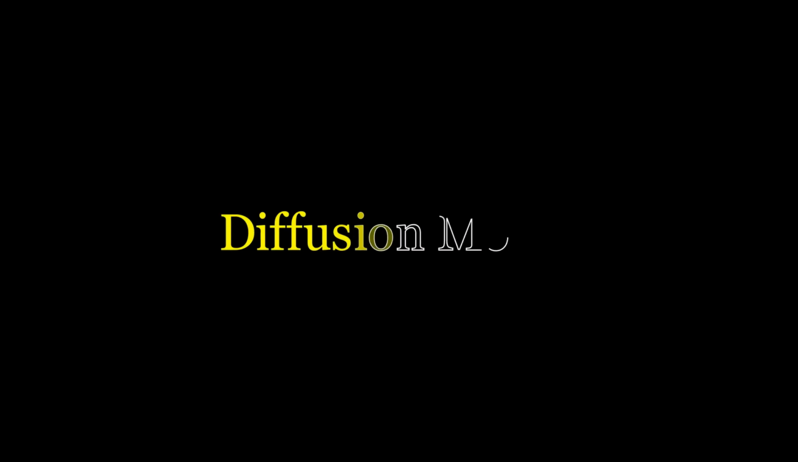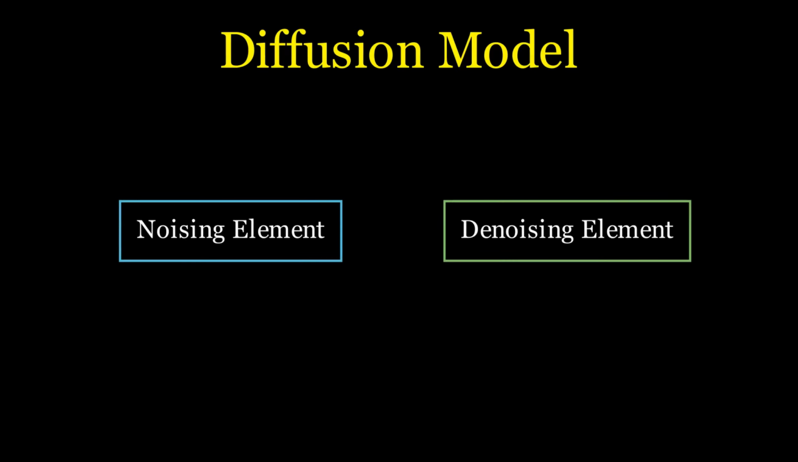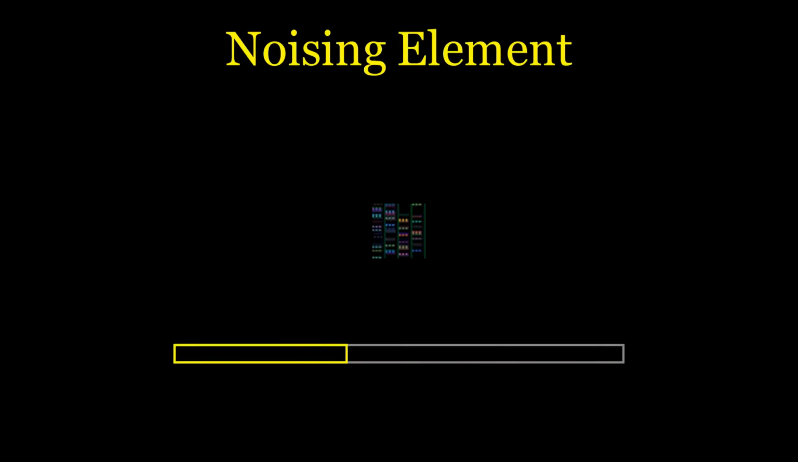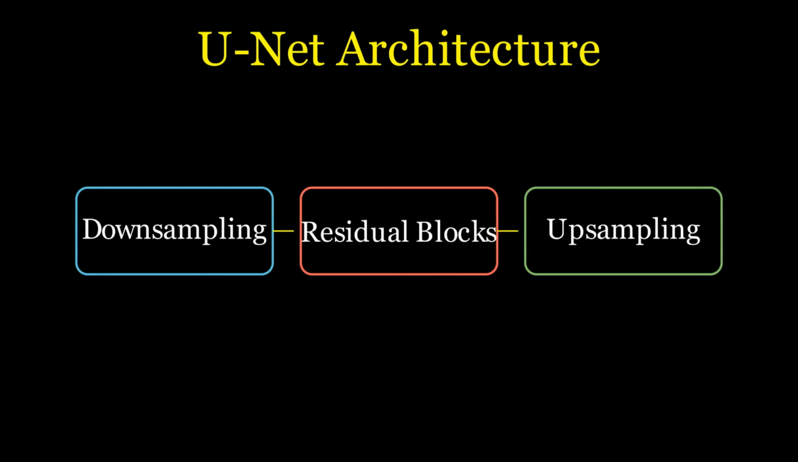So for the fifth algorithm, we have the diffusion model, and this is the current state of the art tech. Diffusion models have two main components, a noising element and a denoising element. The noising element gradually adds noise to an image until it almost becomes pure Gaussian noise. Then a U-Net, also known as a denoiser, learns how to denoise the image at each time step based on a sinusoidal embedding. The U-Net is made up of downsampling, residual blocks, and upsampling layers with skip connections.